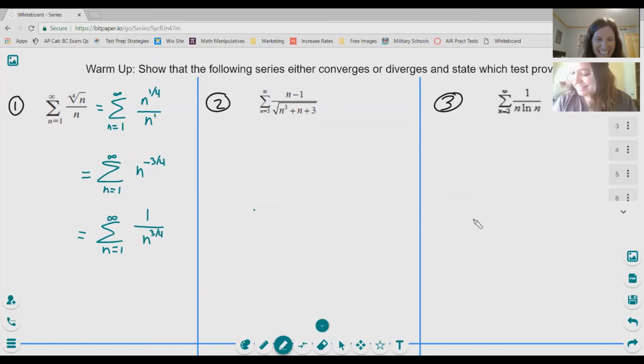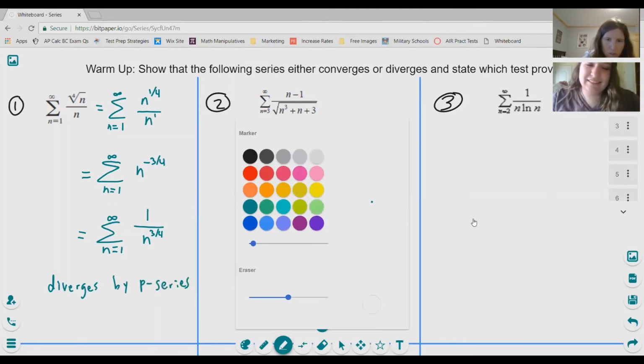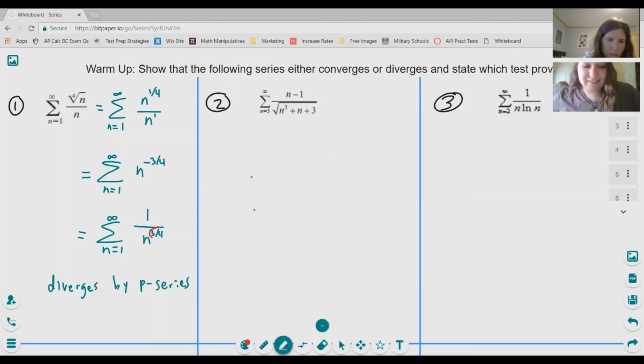Okay. Can you tell now if it converges or diverges? Yes, it diverges. Why is that? Because 3/4 is less than 1. Good. What test is that? P-series. Exactly. Perfect. Yeah, I like that you said you're looking at your exponent. So since this exponent is less than 1, then my series will diverge.